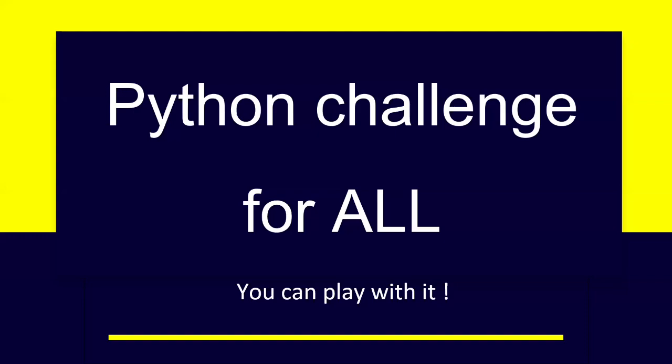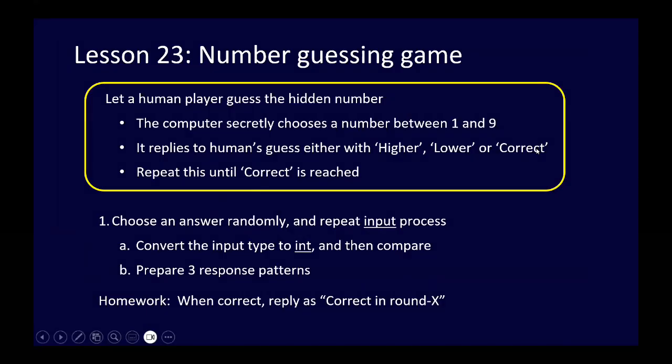Okay, let's see where we were last time. It was a very simple task. The computer chooses one number randomly and then lets the human player input his or her guess, and answers with correct, higher, or lower. Repeat this until correct is reached. Okay? So when correct, reply as "correct in round X" was the homework.